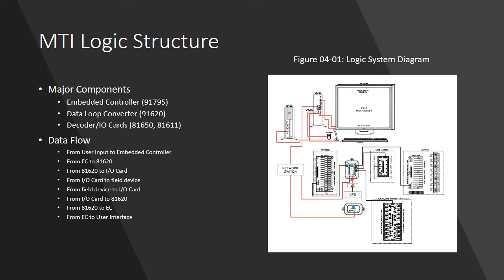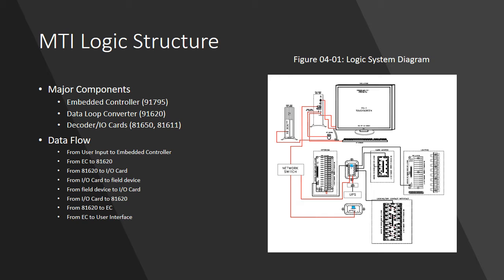The MTI logic structure is made up of some major components that are there for every MTI control system. Those major components are the embedded controller, which is the 91795, the data loop converter, which is the 91620, and the decoders or I/O cards, which consist mainly of the 81650 and the 81611. These devices handle the intercommunications and the logic related to all of the actions taken on the MTI control system.